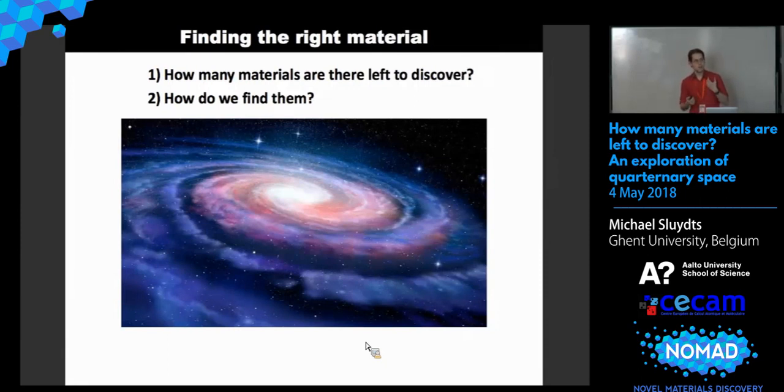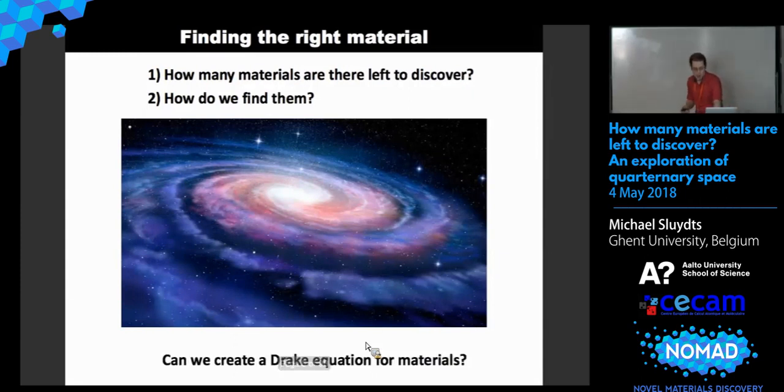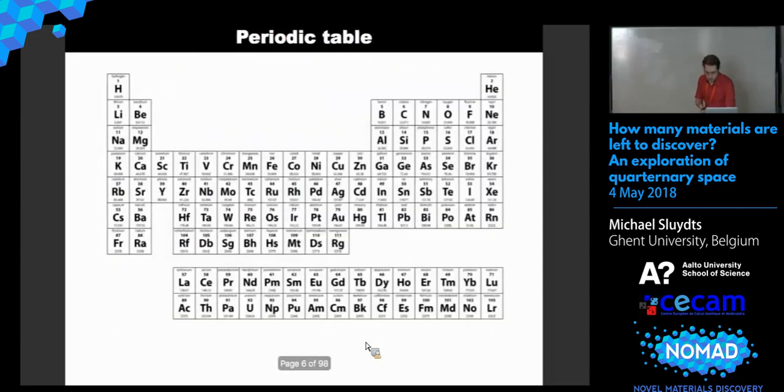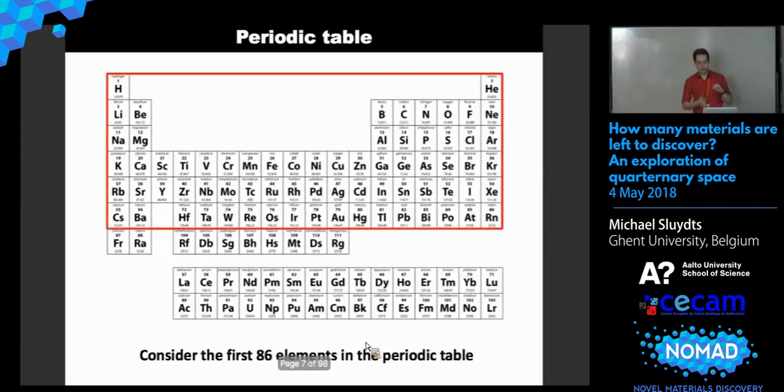a lot of insight into how many intelligent species there might be in the universe, using very simple parameters. And so I'm going to try and do something similar, but for materials. Now, first, of course, if we're going to make such an equation, we should get some insight about material space. And so if we're going to make materials, we of course start from the periodic table. Let's consider the first 86 elements. The last ones are already getting pretty radioactive, so that's all you'll ever need normally.